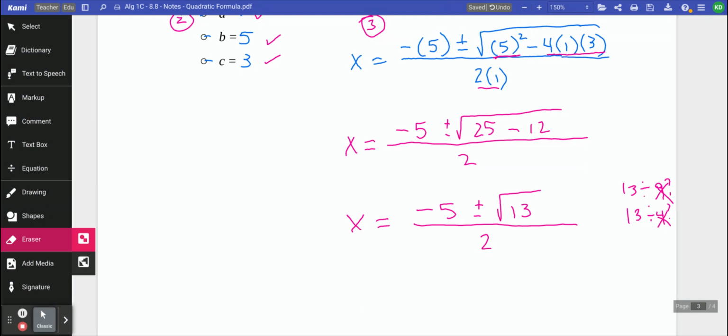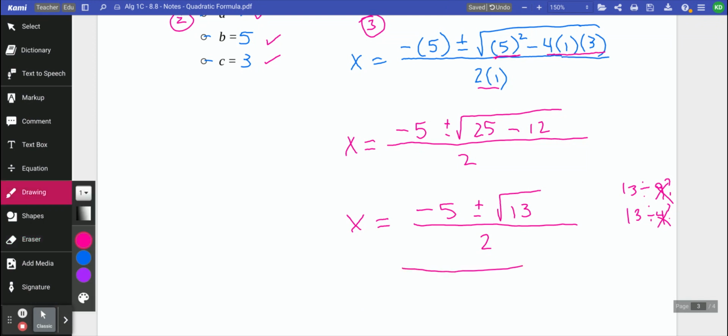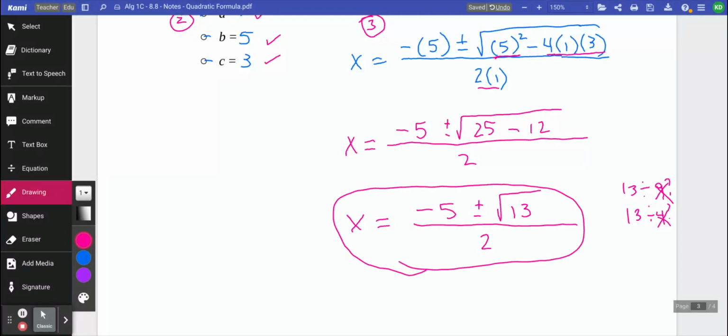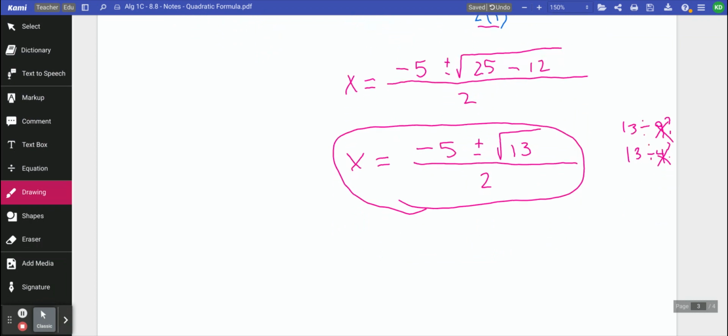We can just circle what we have here. Negative 5, oops, I went too far. Negative 5 plus or minus radical 13 all over 2. So just make sure that fraction bar goes all the way across. If you're typing this into a program, you might need to make that fraction bar first and then put your stuff on top and the 2 on the bottom. So that's an example where we don't have any simplifying to do at the end.